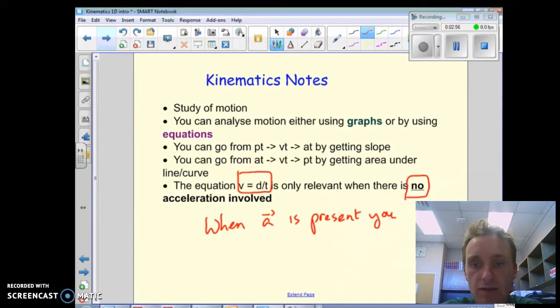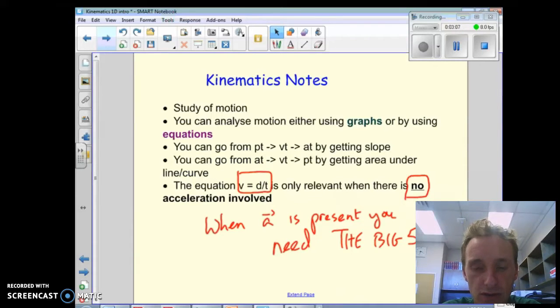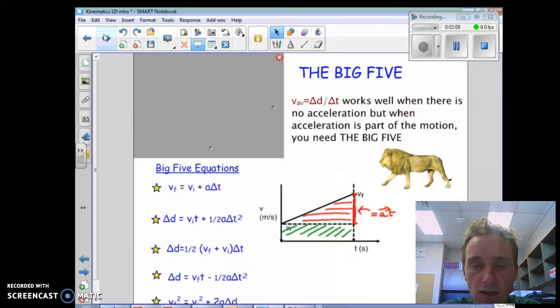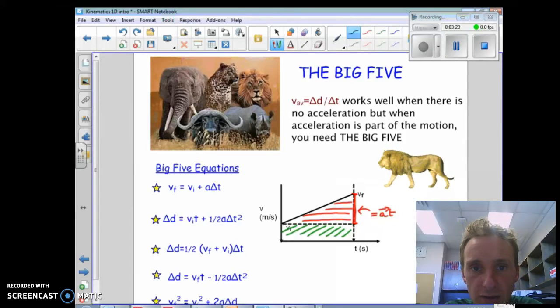When acceleration is present, as happens many times in the world, you need the big five. What are the big five? Well, they're a set of kinematics equations that we're going to talk about today. If you're in Canada, you might think they're banks, but no, they're not. They were a set of animals that were prized by hunters in the past. Maybe you can stop the video and try to figure out what those animals are. The big five are shown on screen, but in the physics kinematics world, the big five represent a set of kinematics equations that will allow us to figure out variables.